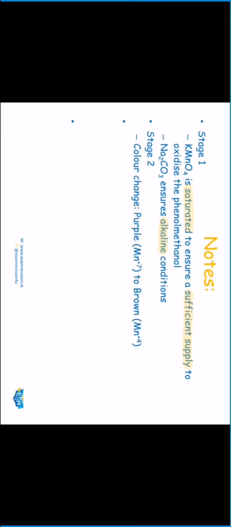Moving on to stage 2, as I said, during heating we will get a colour change, and the colour change is purple, indicating that the manganese is in the +7 oxidation state, and that will change to brown, indicating that the manganese has been converted to the +4 oxidation state. So the +4 and the brown colour indicates the formation of manganese dioxide, which is not soluble in the water.